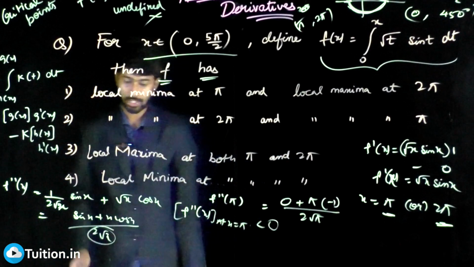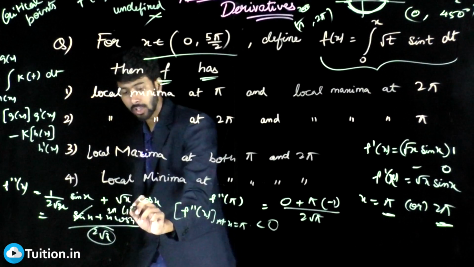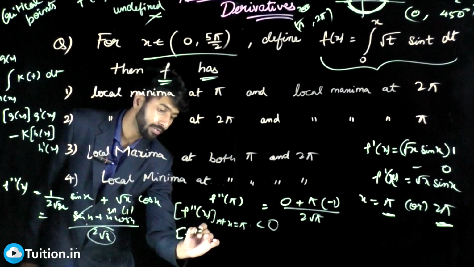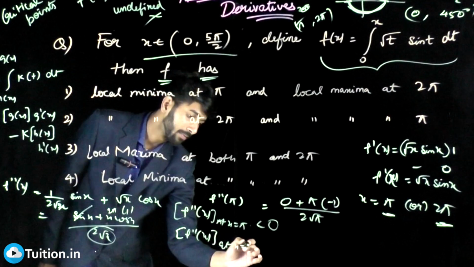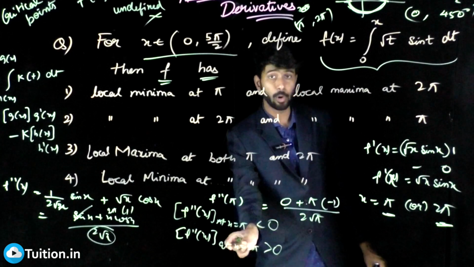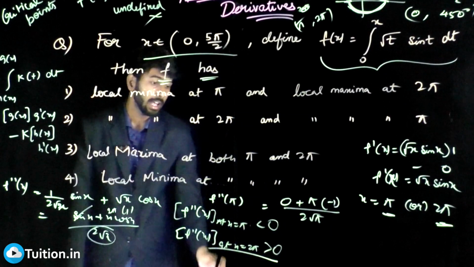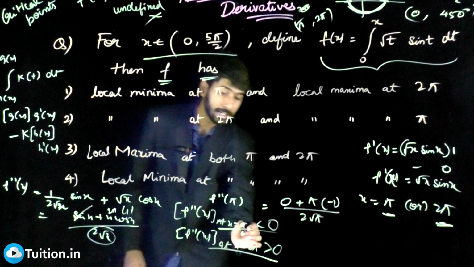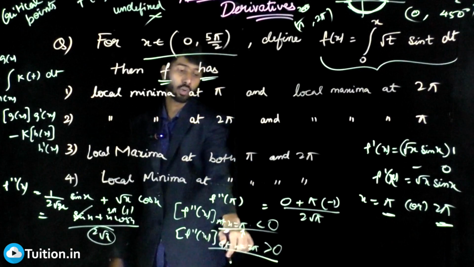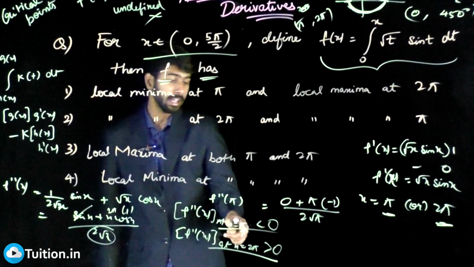If you check for 2 pi, once again the sin part will be 0, and then this will be 2 pi into 1 instead of a minus 1. So there is no negative sign coming when you put 2 pi in this expression. So f double dash of x at x equals 2 pi is positive. Remember, whenever the second derivative is positive at some point, that point is a point of minima, and when it is negative at some point, that point is a point of maxima. So at x equal to pi it's negative, so x equal to pi is a point of maxima, and at x equal to 2 pi it is positive, so x equal to 2 pi is a point of minima. So it is maximum at pi and minimum at 2 pi.